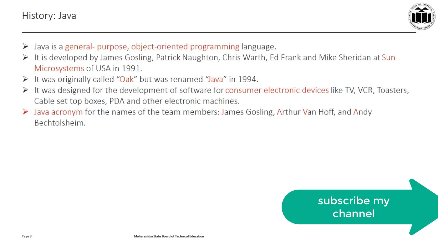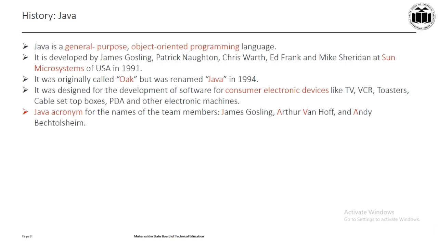Java is general purpose object oriented programming language. It was developed by James Gosling, Patrick Naughton, Chris Warth, Ed Frank, and Mike Sheridan at Sun Microsystems. It was originally called Oak but was renamed Java in 1994. It was designed for development of software for consumer electronic devices like television, cable set-top boxes, and other electronic machines.